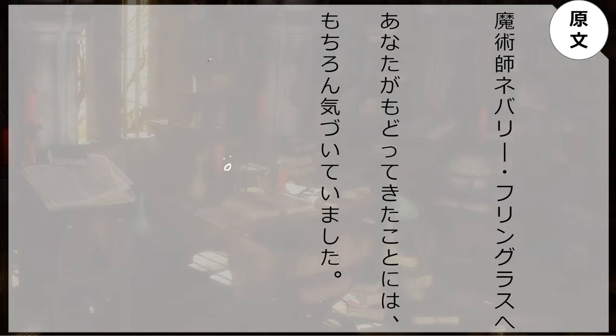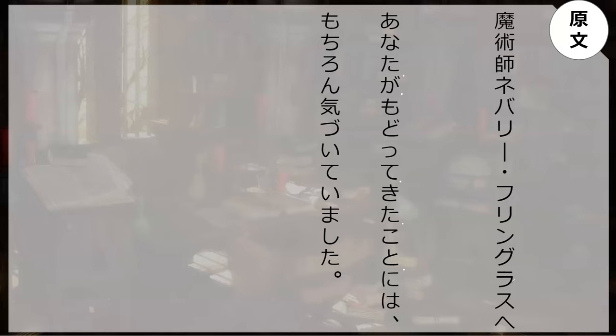Perfect. あなたが戻ってきたことには、もちろん気づいていました。So she called out him by his full name, the magician Neburi. That's just how you start the letters. Yep, so dear, kind of. To Neburi.